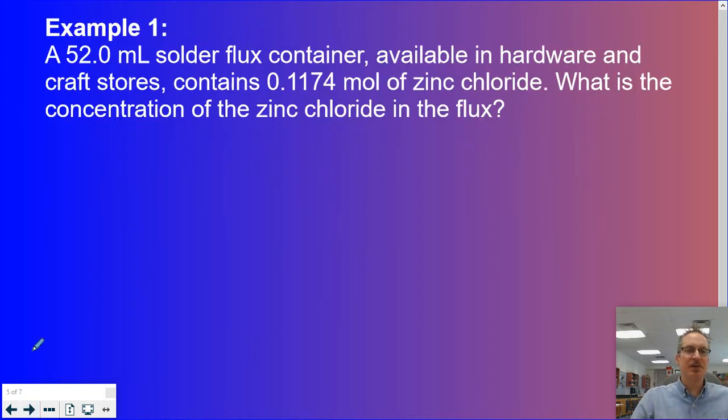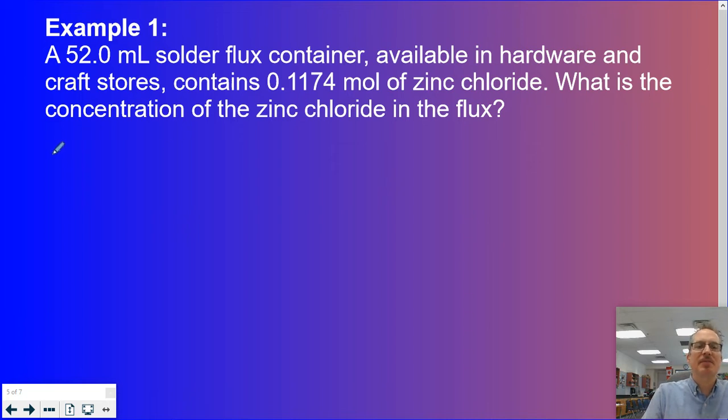Well, let's do the very first question together. So, example number 1: a 52 milliliter solder flux container available in hardware and craft stores contains 0.1174 moles of zinc chloride. What is the concentration of the zinc chloride in the flux? Now, this is one of those substances you would use if, let's say, you were going to do stained glass. That's what you use solder for, especially this sort of craft solder.